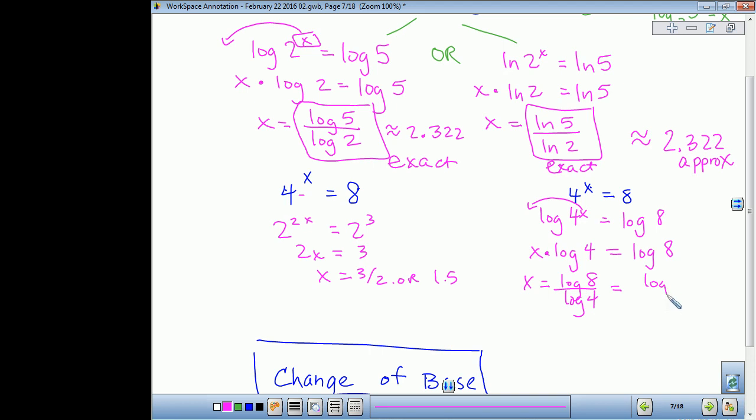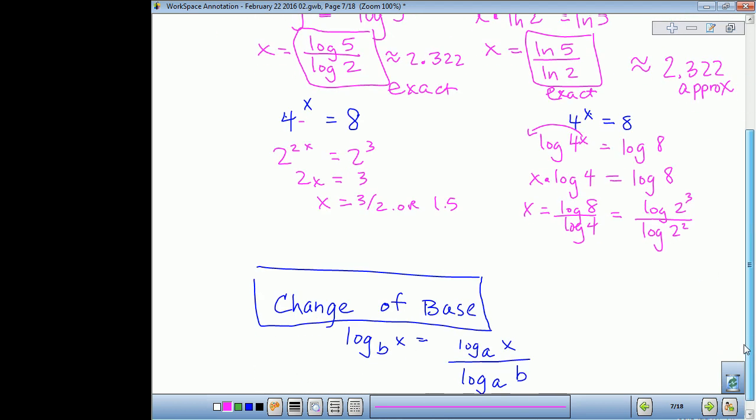Could I rewrite 8 as 2 to the 3rd? Yes. Could I rewrite 4 as 2 squared? Yes. Then could I bring the 3 out in front? Yes. And can I bring the 2 out in front? Yes. Now, are these identical? Yes. And what's my answer?